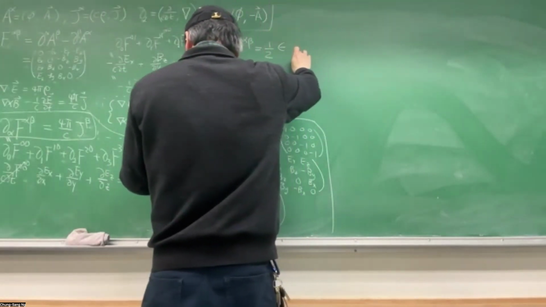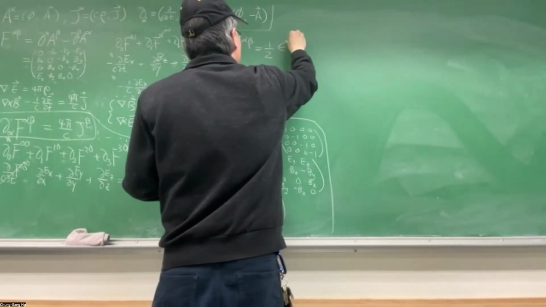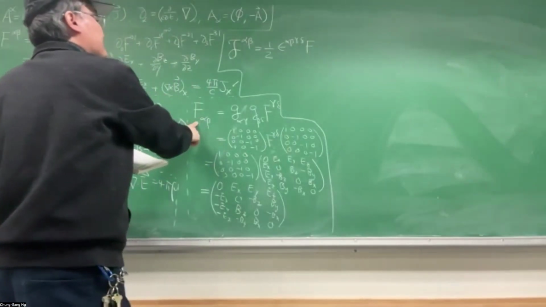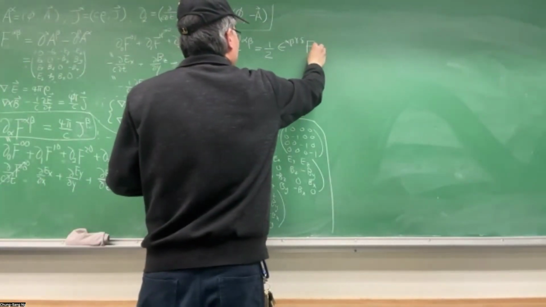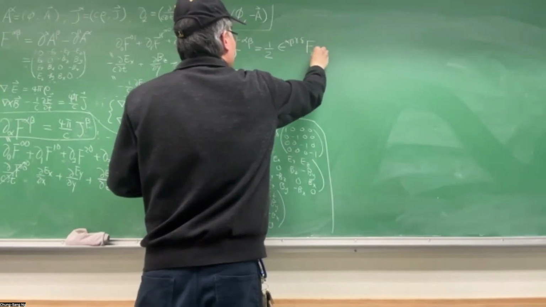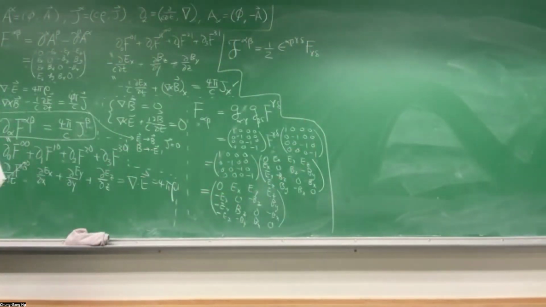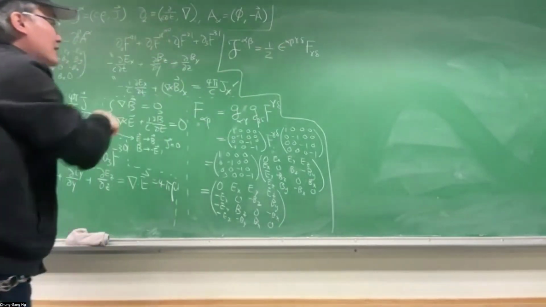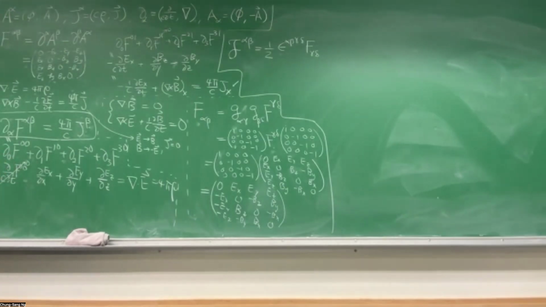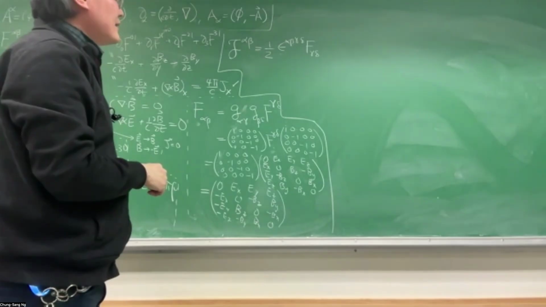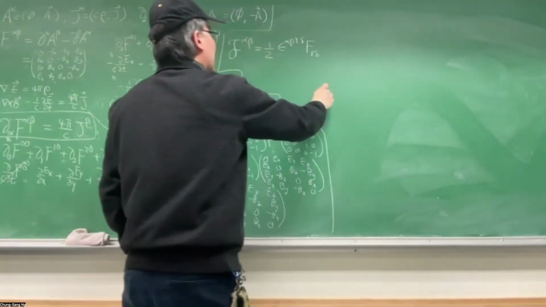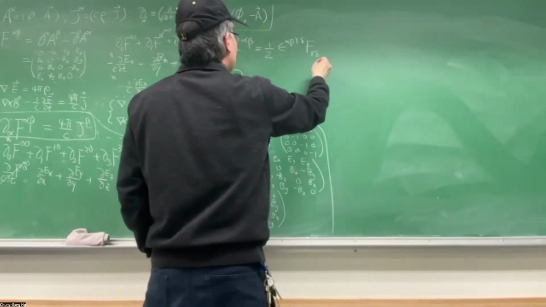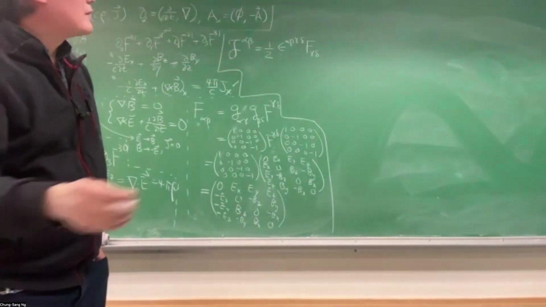This is an anti-symmetric 4-rank tensor, epsilon alpha beta gamma delta, contracted with the covariant field tensor, with the gamma delta component. This looks horrible because we are now dealing with a 4-rank tensor. But this 4-rank tensor is just like the usual epsilon in 3-dimensional space. It's what we call the anti-symmetric tensor. So basically, we can define it.